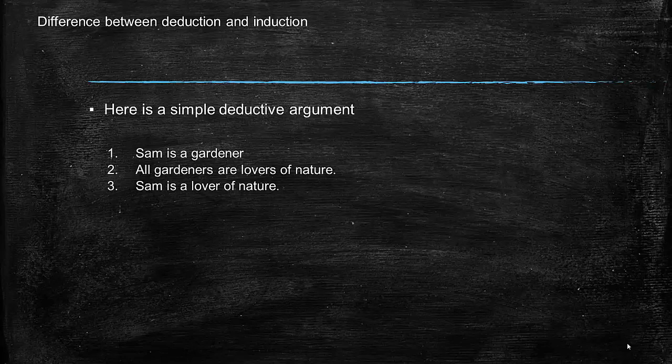So here's a simple deductive argument. Sam is a gardener. All gardeners are lovers of nature. So, therefore, hence, Sam is a lover of nature. Now you can probably see pretty easily that this is a deductively valid argument. Premises 1 and 2 definitely together imply the conclusion.